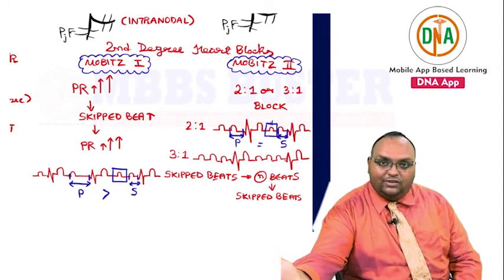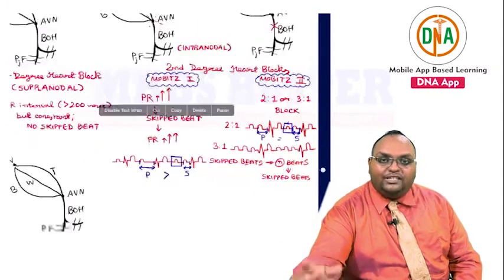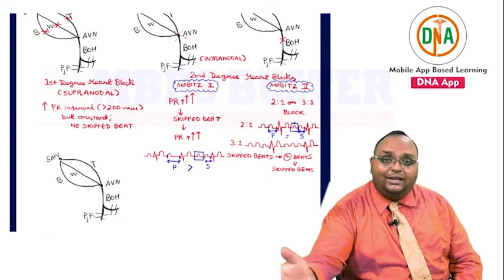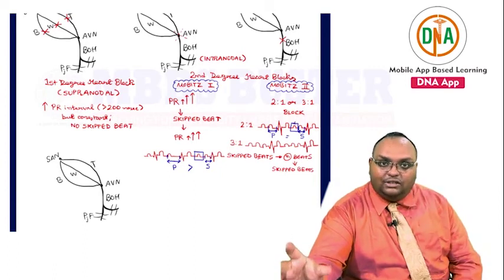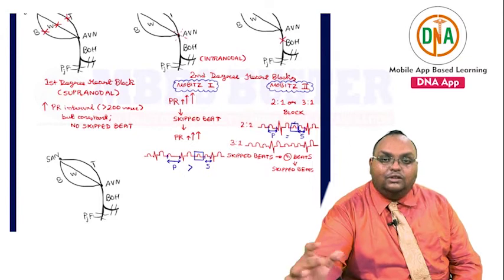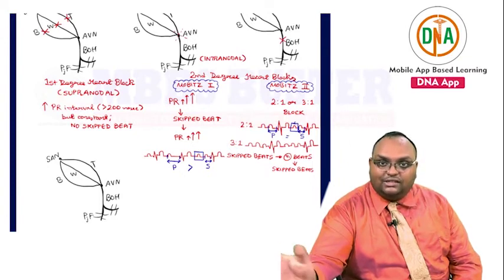Since we have a progressive increase of the PR interval followed by a skip beat, then a normal PR interval, and again a progressive increase of the PR interval, again a skip beat, this type of pattern is Mobitz type 1, grade 2 heart block. In that case, if you measure the PR interval of the normal wave preceding the skip beat and the PR interval of a normal wave succeeding the skip beat, the preceding PR interval would be greater than the succeeding PR interval.